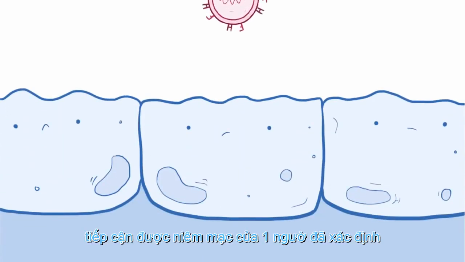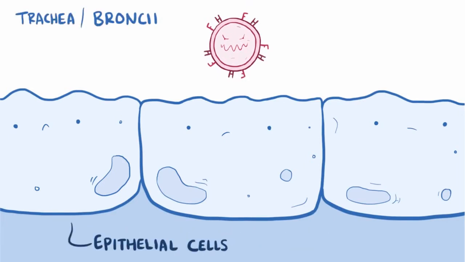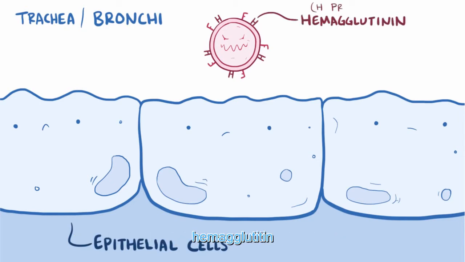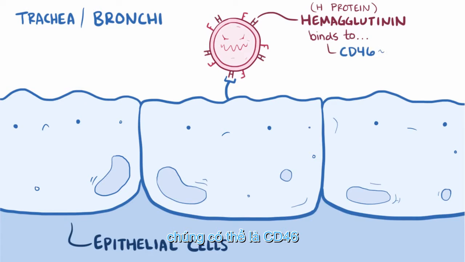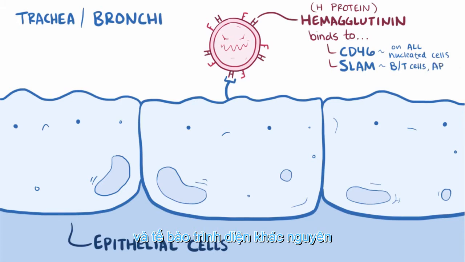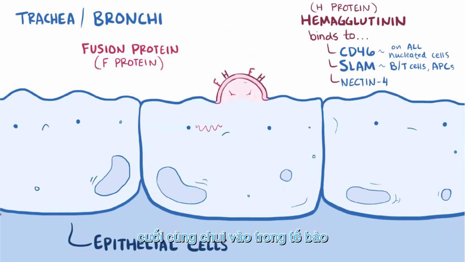Once the measles virus gets onto the mucosa of an unsuspecting person, it quickly starts to infect the epithelial cells in the trachea or bronchi. Measles virus uses a protein on its surface called hemagglutinin, or just H protein, to bind to a target receptor in the host cell, which could be CD46, which is expressed on all nucleated human cells, CD150, aka signaling lymphocyte activation molecule, or SLAM, which is found on immune cells like B or T cells and antigen presenting cells, or Nectin-4, a cellular adhesion molecule. Once bound, the fusion, or F protein, helps the virus fuse with the membrane and ultimately get inside the cell.